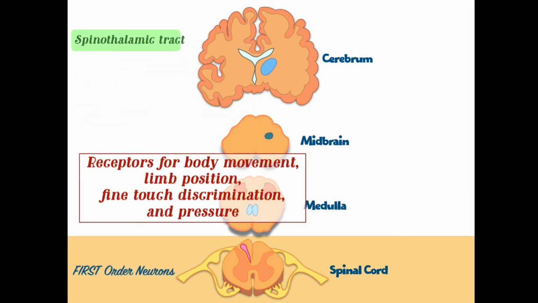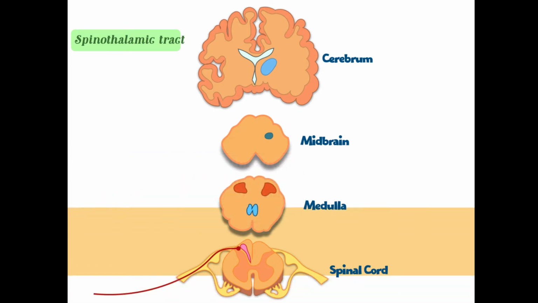Spinal thalamic. The beginning of this signal will be the first order neuron, again, in the peripheral nervous system. These are receptors for body movement, limb position, fine touch discrimination, and pressure. So these are limited to these types of sensations. So first order neuron, again, the peripheral nervous system, and then the signal goes to the spine, and at that point it meets up and goes to an interneuron.